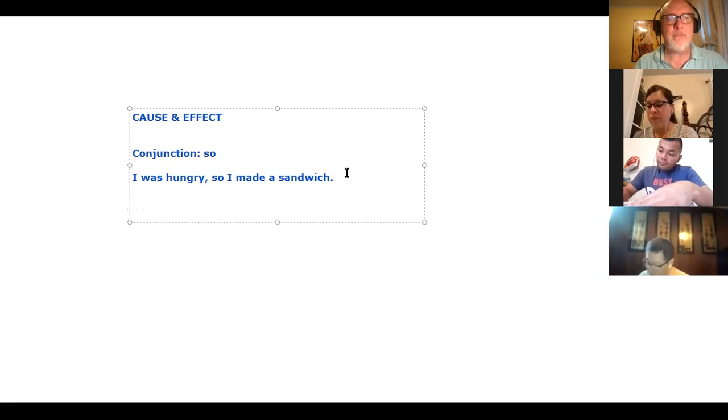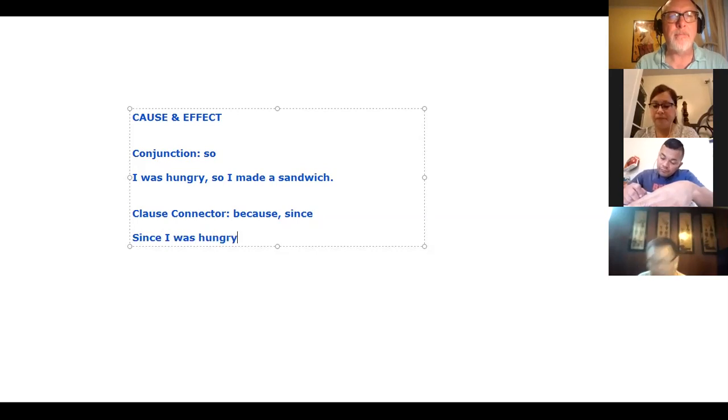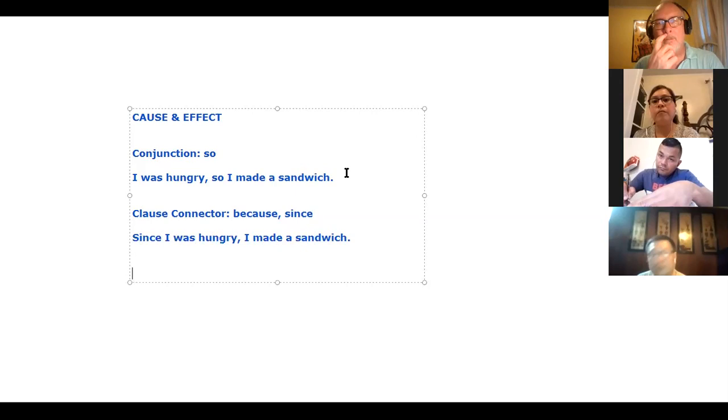Then we also had a clause connector. And the clause connectors were 2. Because and since. Yeah, since was the one that was in the book this time. Because was in the book in level 3. The one we learned in the level 4 book was since. So, since I was hungry, I made a sandwich. All right.